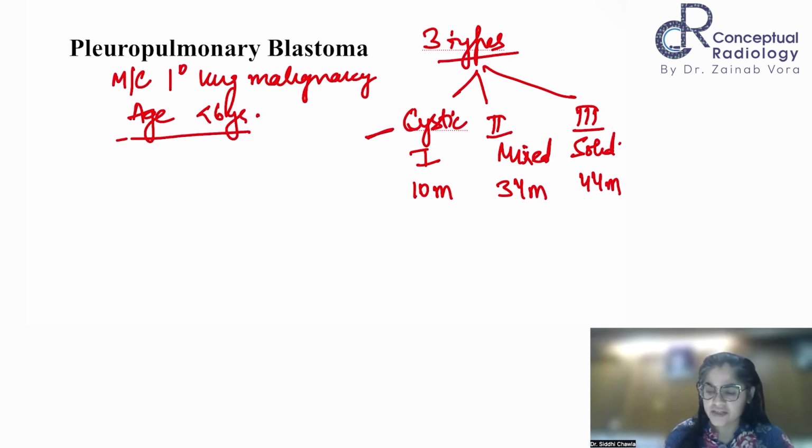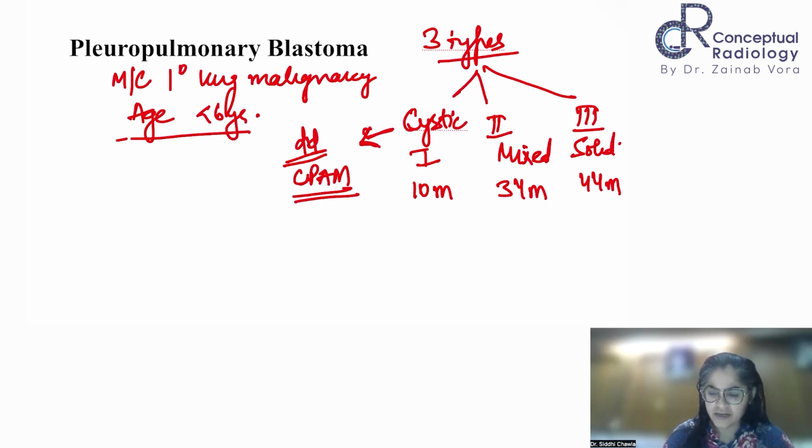And that is why the cystic pleuropulmonary blastoma has to be differentiated. Its most common differential is always the CPAM that we had discussed in the previous lectures, which is also a cystic lesion. And it is a congenital lesion, and it needs to be differentiated from the pleuropulmonary blastoma. And we'll discuss as we go along.